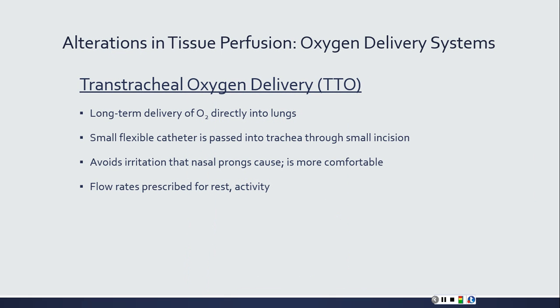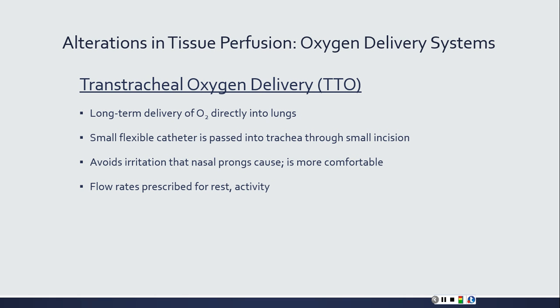All right, and we talked a little bit about this with the transtracheal oxygen delivery. This is a long-term delivery of oxygen directly to the lungs. A patient that's chronic, that's got long-term issues that are going to require maybe a long-term trach. This is when we would pass a small flexible catheter into the trachea through a small incision. It avoids irritation the nasal prongs cause and is more comfortable.